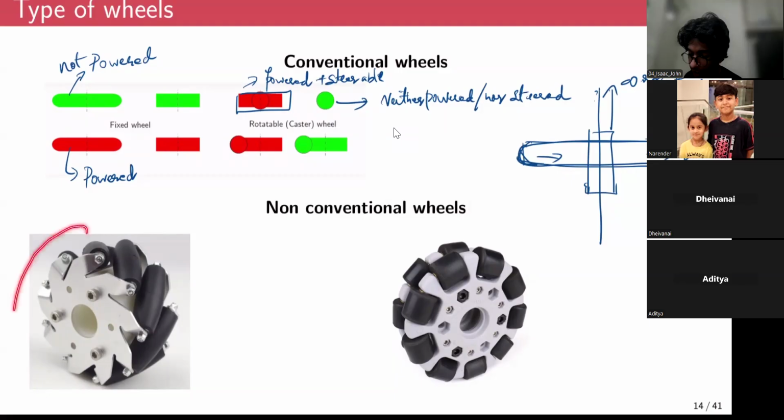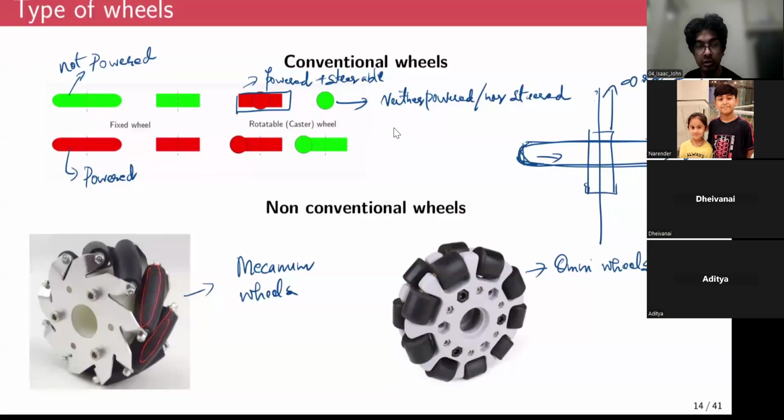And now we have these unconventional wheels. You call this the mecanum wheel, and this one is called the omni wheel. In the case of mecanum wheels, as you can see, at the periphery of the wheels you have inclined passive rollers. Due to the presence of these inclined passive rollers, these wheels are free to move along the lateral direction and do not have any resistance in the lateral direction. So it's like a wheel that can move forward and backward, but it can also move side to side.